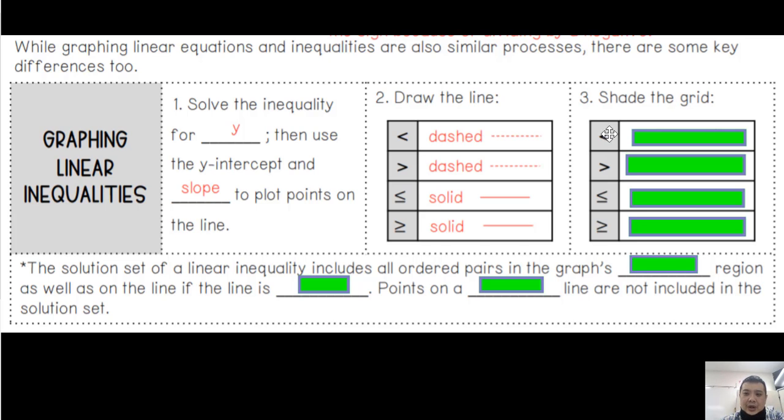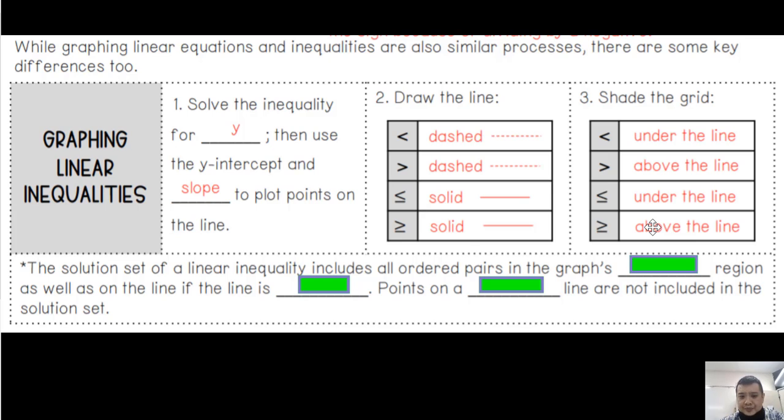Okay, and then when we have a less than sign, or when y is less than, I think that's the better way of putting it. When y is less than, we shade under the line. If y is greater than, we shade above the line, and so forth. Okay. Again, this is for when y is. Okay, when y is. Let me write that down.